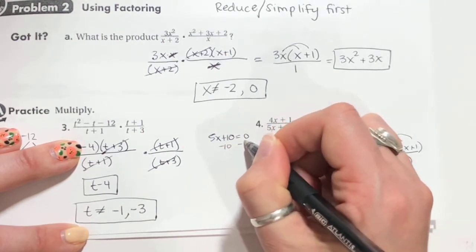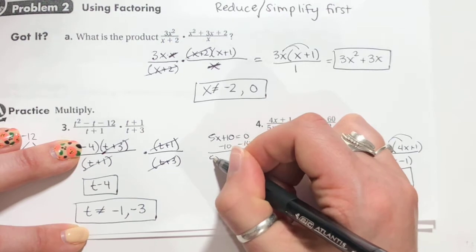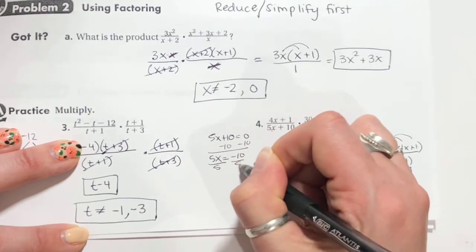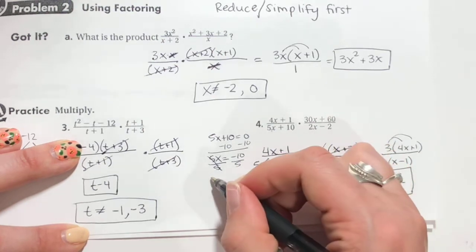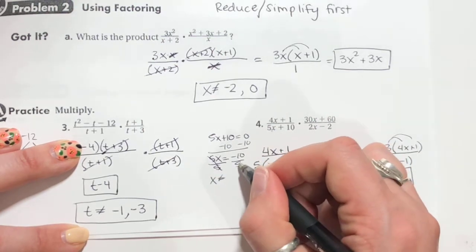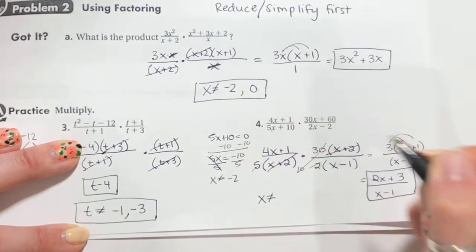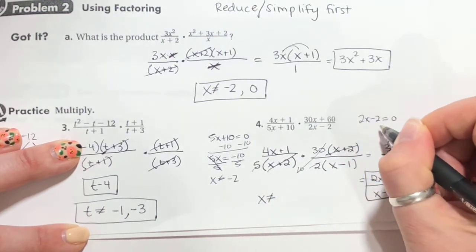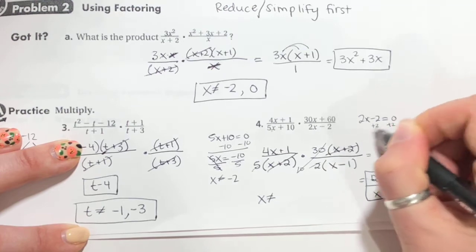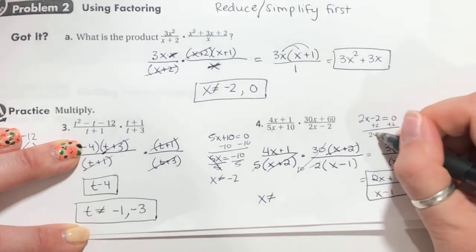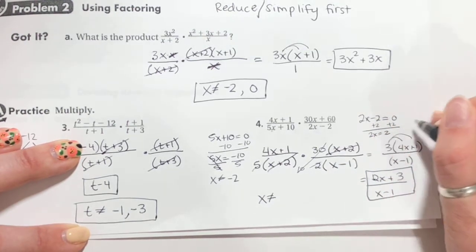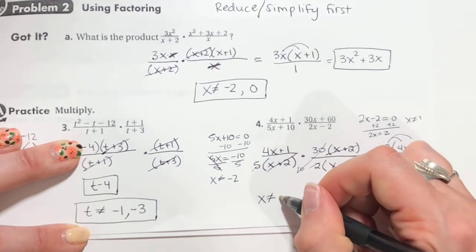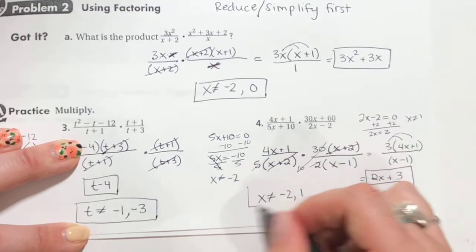But first we would minus the 10 over, we would get 5x equals negative 10, and then divide by 5. So x cannot equal negative 10/5, which is equal to negative 2. And then for 2x minus 2, if we set that equal to 0, we'll add the 2 over. I'm going to run out of room. 2x equals 2. And if we divide by 2, x cannot equal 1. So our two excluded values would be negative 2 and 1.